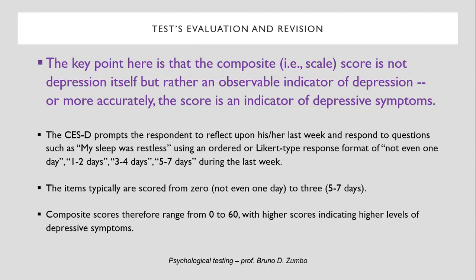So the CES-D, as we saw already, prompts the respondent to reflect upon his or her last week and respond to questions such as, my sleep was restless, and then to respond either 0, 1, 2, or 3, whether it's not even 1 day, 1 to 2 days, 3 to 4 days, or 5 to 7. All right. Composite scores then, if there's 20 items and they range from 0 to 3, the total score possible range is from 0 to 60, because each of the items is 0 to 3, and there's 20 items.